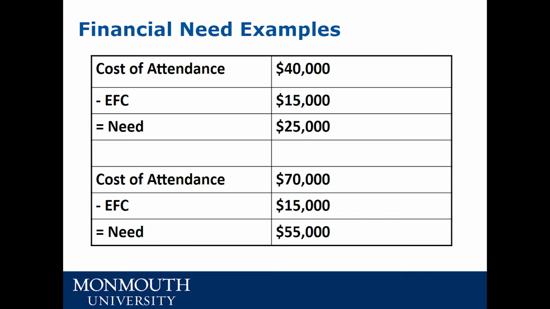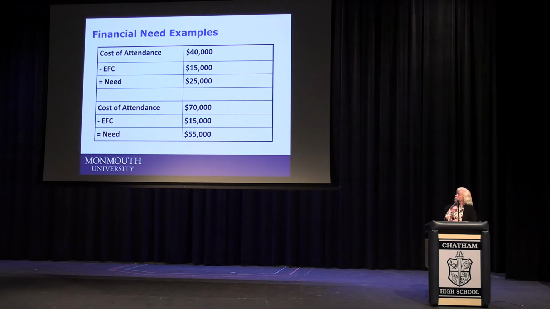So in real life, what does that mean? At school A, I can receive up to $25,000 in need-based financial aid. At school 2, up to $55,000 in need-based financial aid if it's available. Not every college and university across this country can fulfill 100% of need for all of its students. You can Google colleges that fulfill 100% of financial need to see which schools can. The rest of us just try to fulfill as much of that financial need that the student has as possible.